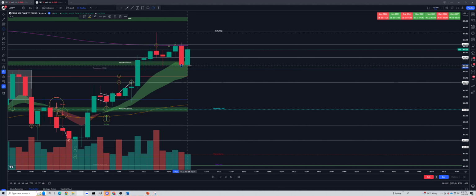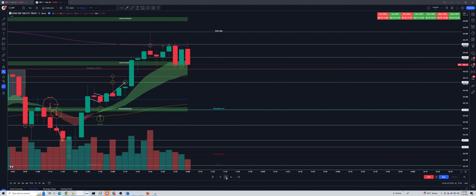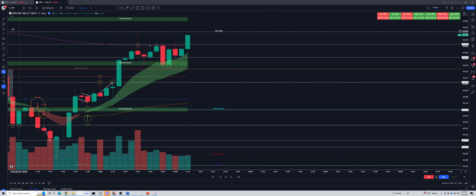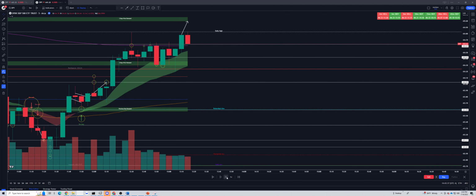Look at where it bounced here, right off that 2-day prior demand and EMA cloud. Do we get a breakout of the 200? Failure again. Alright, there's that breakout. So I would not be surprised if we hit right here, but I'm not taking that trade since we're done for the day.